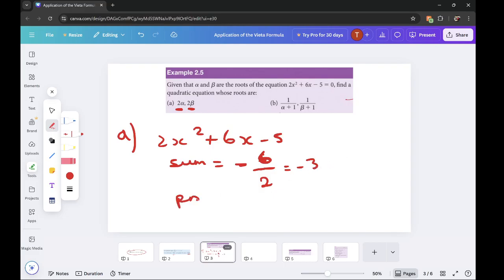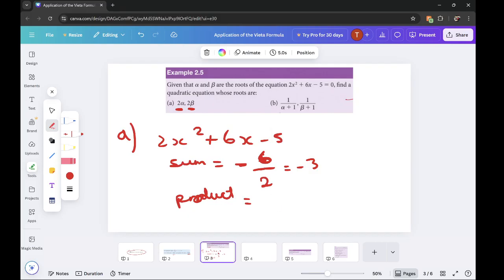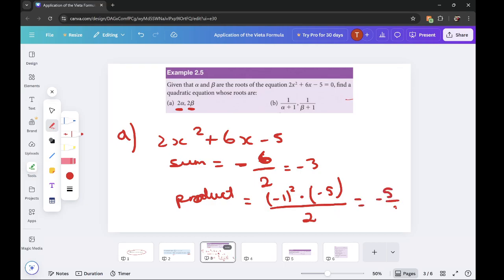And then our product would be equal to minus 1 to the power of 2 times a0 over a of n. So minus 1 to the power of 2 times a0, minus 5, over 2, which is equal to minus 5 over 2.